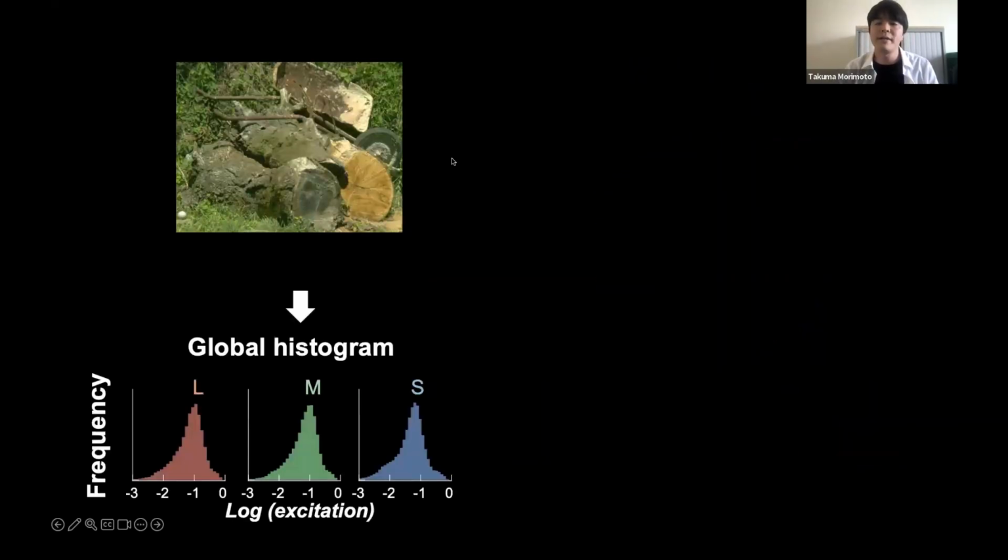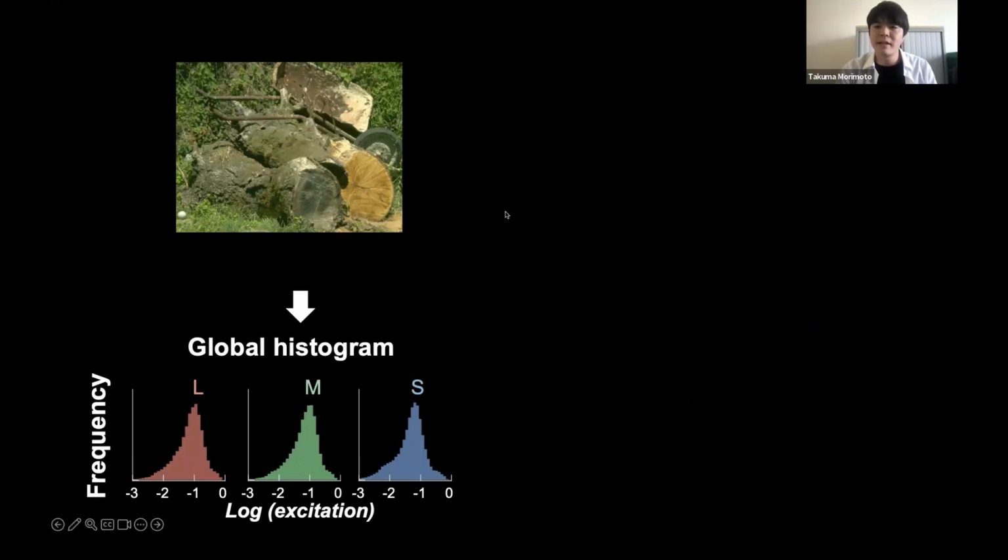Okay, so first we make a global histogram for the LMS cones using the entire scene image. This is basically hypothetical, it's a global statistic histogram. So if you sample very uniformly over the scene, this is what you get.